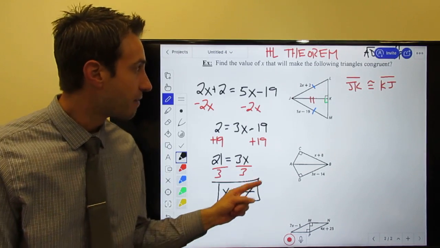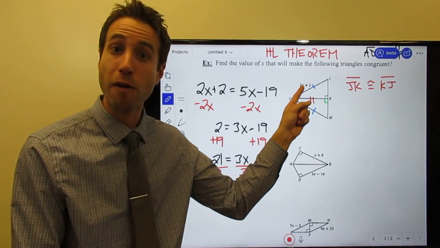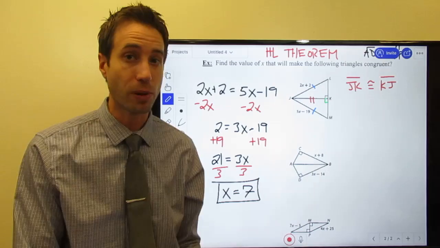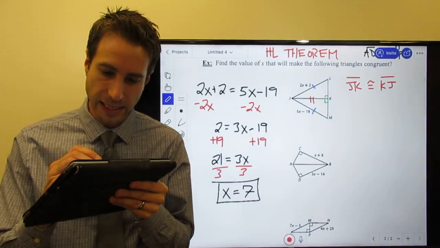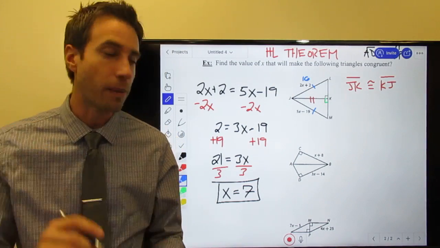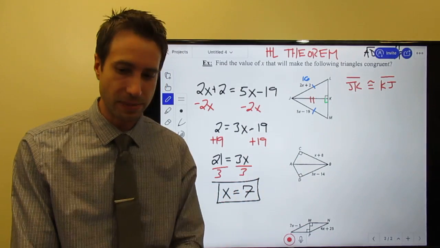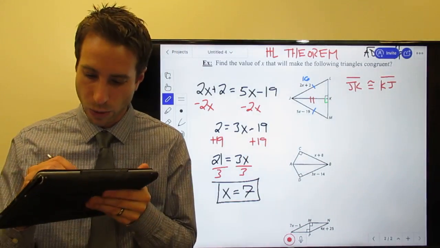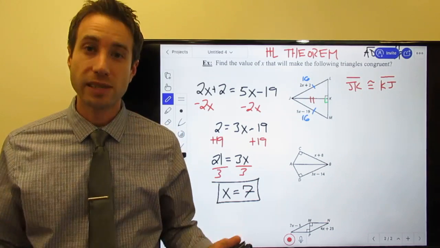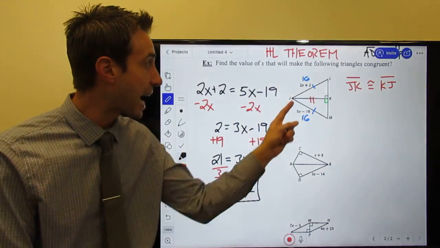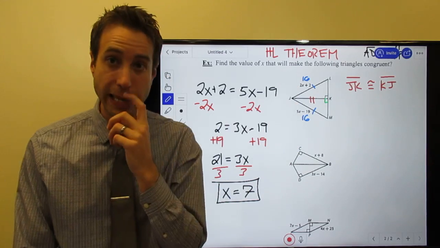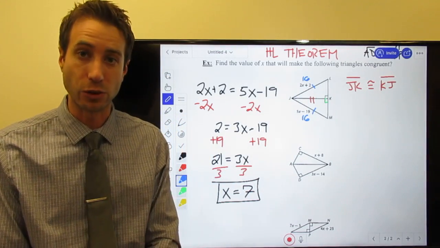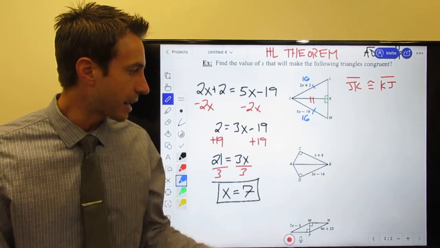Let's check it out. If I plug in a 7, 2 times 7 is 14. 14 plus 2 is 16. What about the other one? 5 times 7 minus 19, again, would be 16. So again, by doing x equal to 7, I wind up with those two sides being congruent, which is exactly what I needed. All right, I got another one for you here.